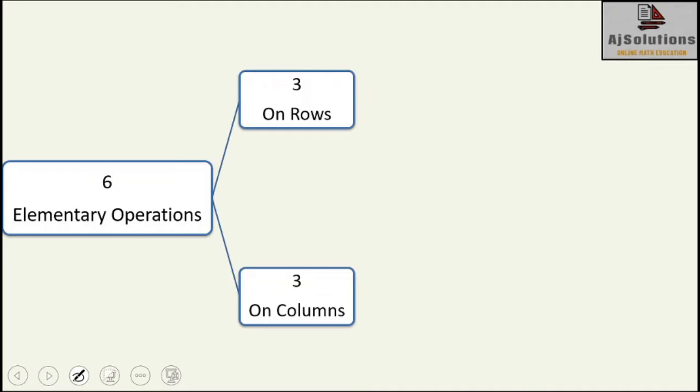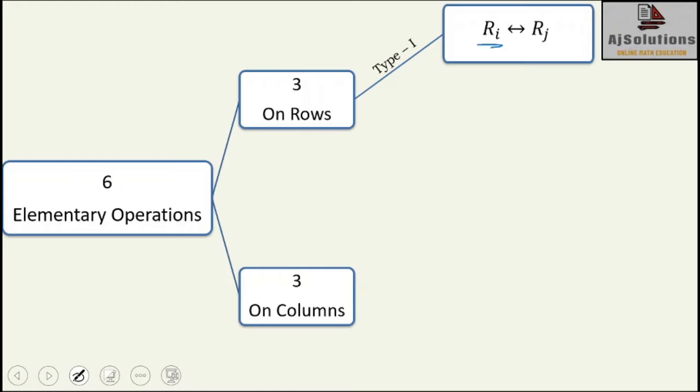The interchange of ith and jth row of a matrix is denoted by this, where Ri denotes ith row and Rj denotes jth row of the matrix. After applying this transformation, the new matrix obtained has ith row as jth row of old matrix and jth row as ith row of old matrix, and all other rows remain as they are. Similar transformation can be applied on columns.